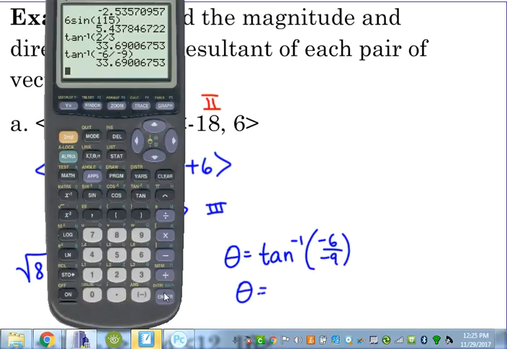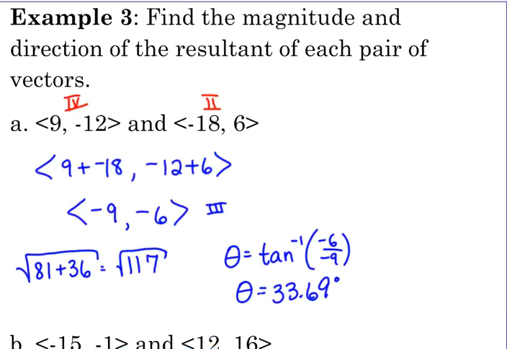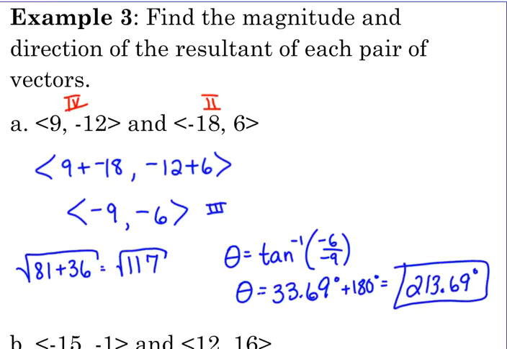So that gives us 33.69 degrees. Does that make sense? No, we're in the wrong quadrant again. So we go back and add that to 180. So we get 213. That is the correct direction angle for this resulting vector when we combine those two.